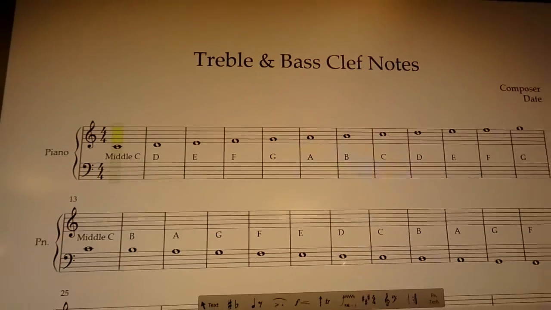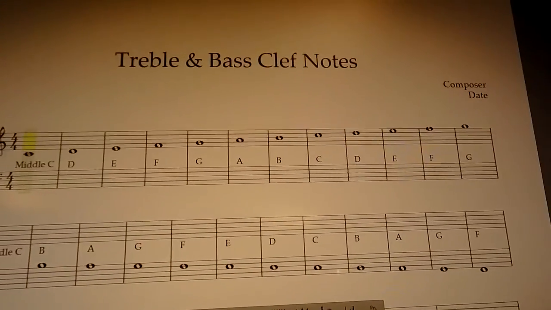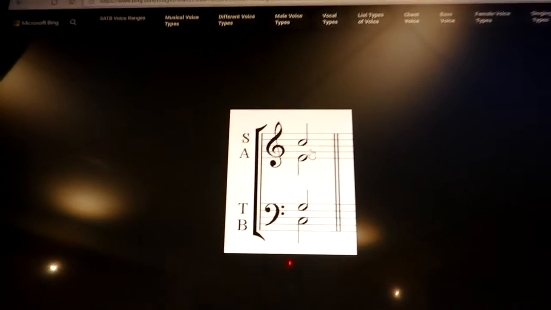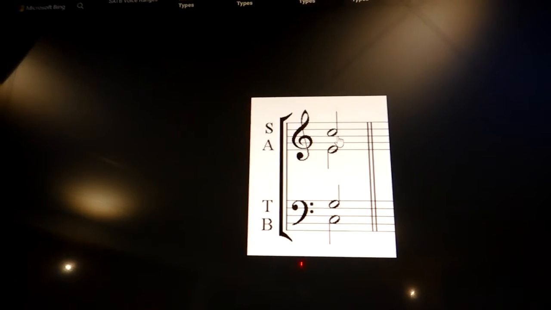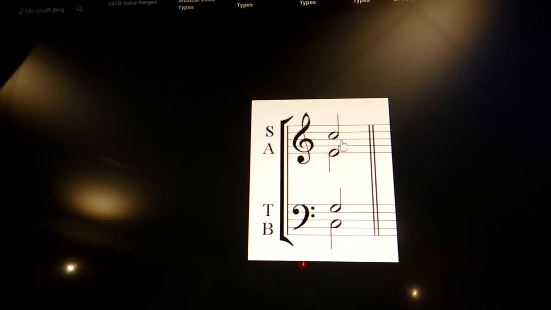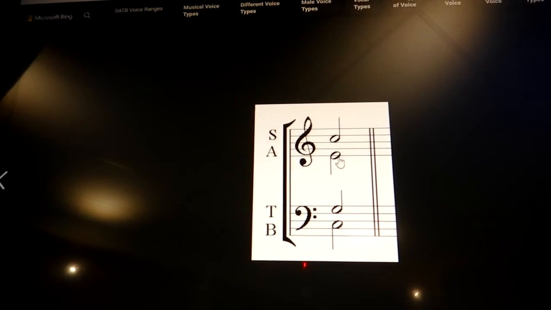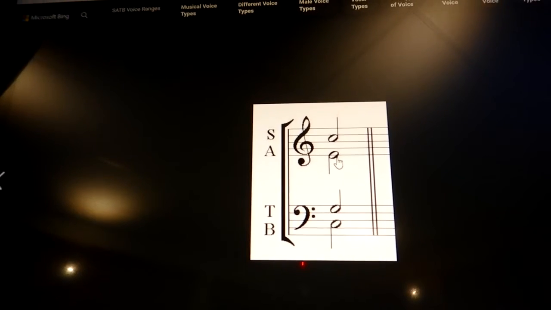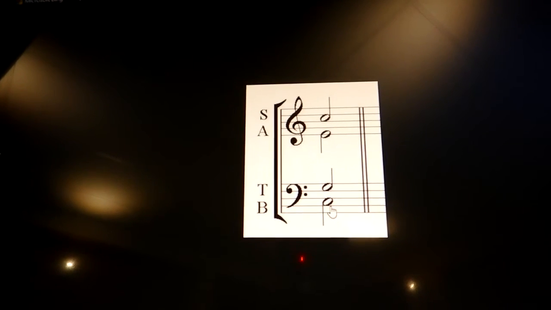Okay, when we talk about SATB, we're talking about soprano, alto, tenor, and bass. Okay, sopranos are the higher female singers. Okay, they sing higher notes. Altos are the lower range female singers. Okay? Tenors are the higher range male singers, and basses are the lower range male singers.